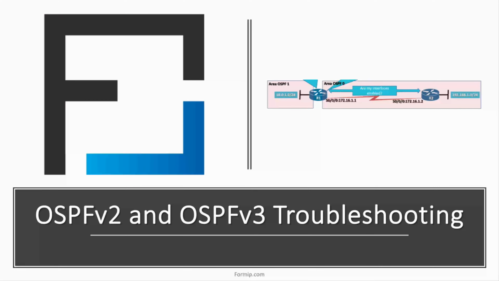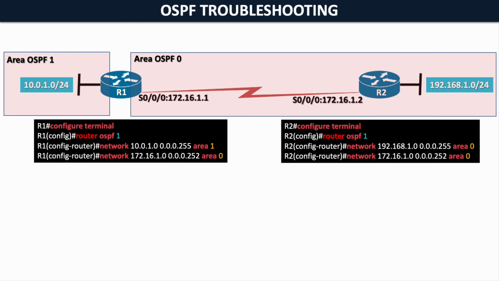OSPFv2 and OSPFv3 troubleshooting. Configuring the OSPF protocol on a Cisco router is a 2-step process. First, in global configuration mode, you need to activate the protocol with the command router ospf, followed by the process number. Here, on our topology, we take the number 1. This process is entirely local to the router. Then, all that remains is to indicate the networks of the router's interfaces. It is important to remember that the protocol uses inverted masks.